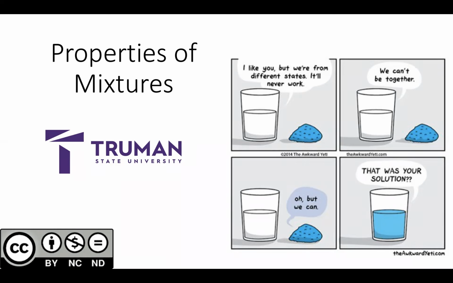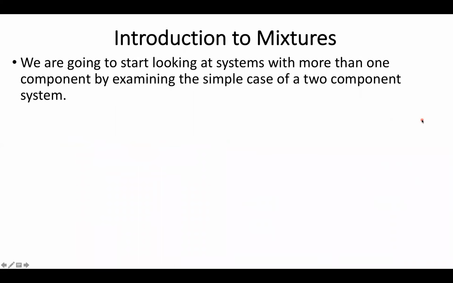So one of the first things we're going to have to start with is figuring out how to examine a simple system. So the simplest case we can usually end up with is a two-component system. We need to know exactly how many variables I need in order to perfectly define the system.